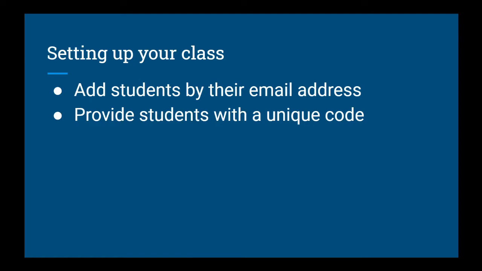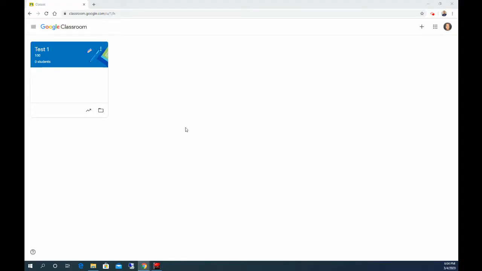There are two ways to invite students to your Google Classroom. The first way is by adding them by their email address, and the second way is providing them with a unique code that they can enter. To create a Google Classroom, you can click on your Google Apps and then click on the Classroom icon, or you can type in classroom.google.com into your URL. From here, you're going to click on the plus sign and click on Create Class.